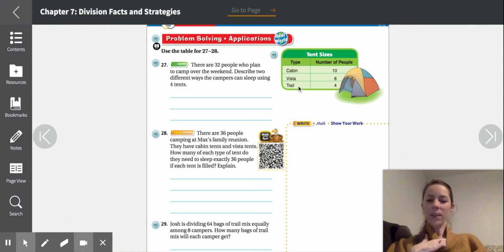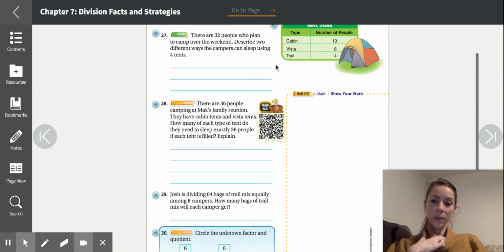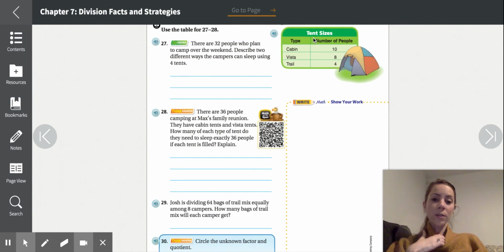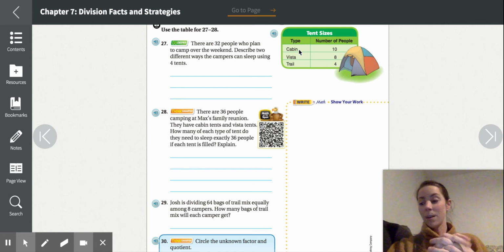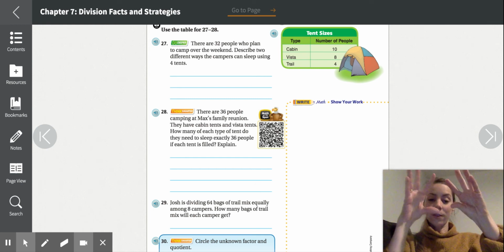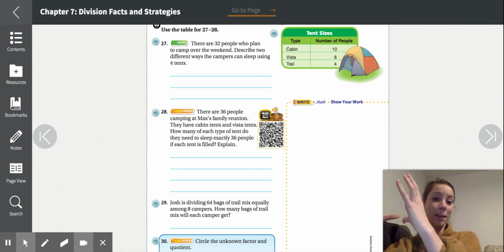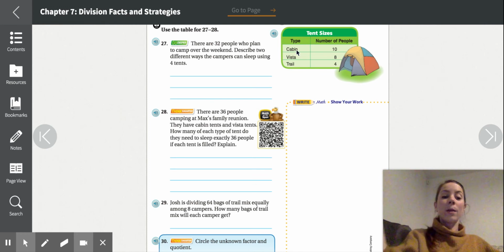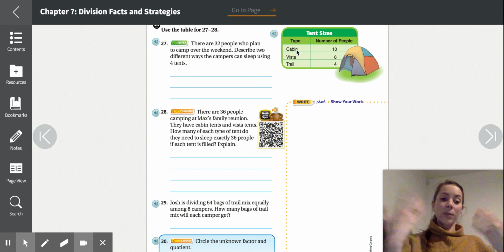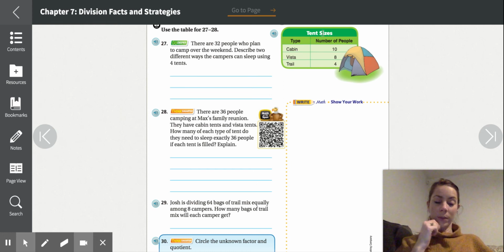So what I had to do was make sure I really read the title of this frequency table, or frequency chart, for myself to understand it a little better. So this chart is about tent sizes. It's kind of like the different tents, like if you go to Target or the sporting goods store to buy a tent, they have different names for the different tents. So this is the cabin tent, this is the vista tent, this is the trail tent, and they're all different sizes to fit different people. So that's what I figured out once I read the title there.